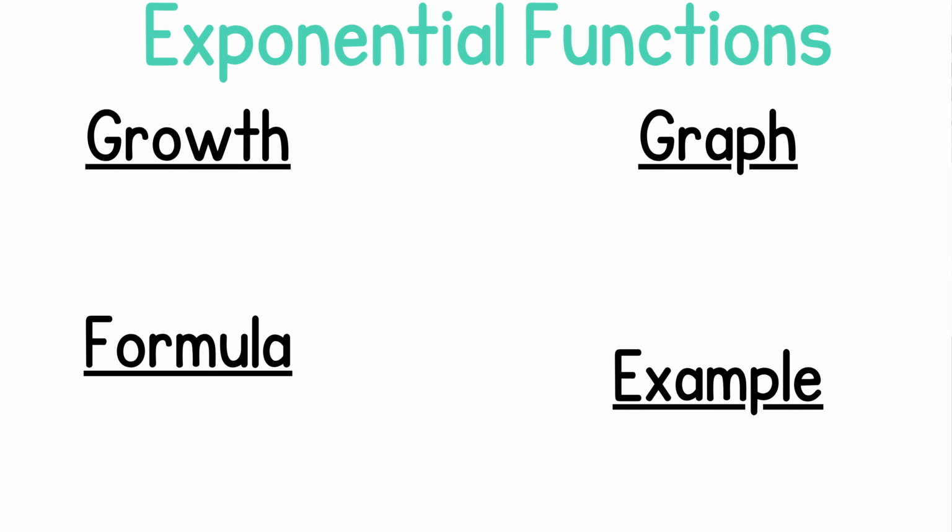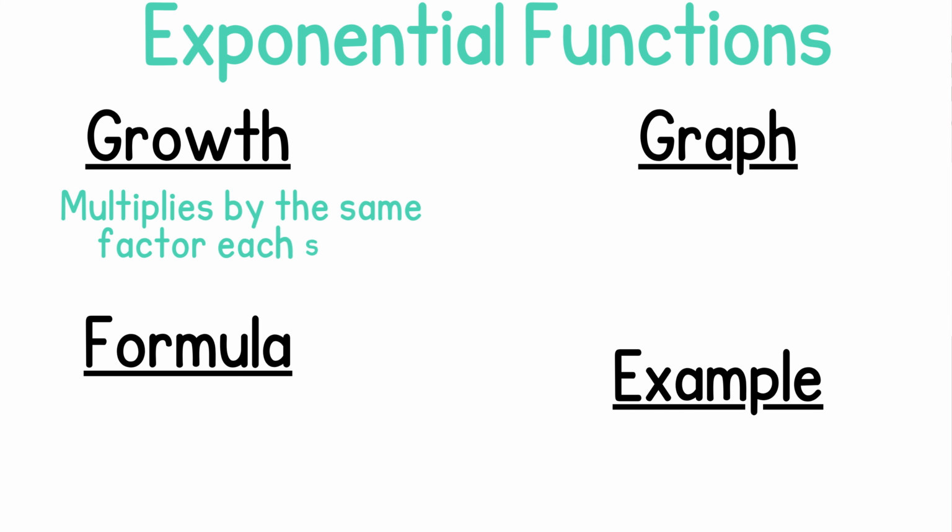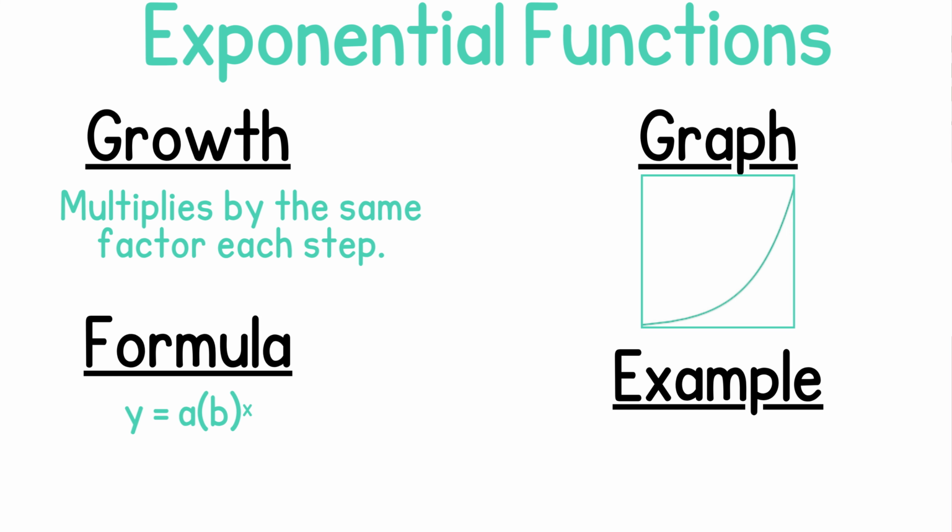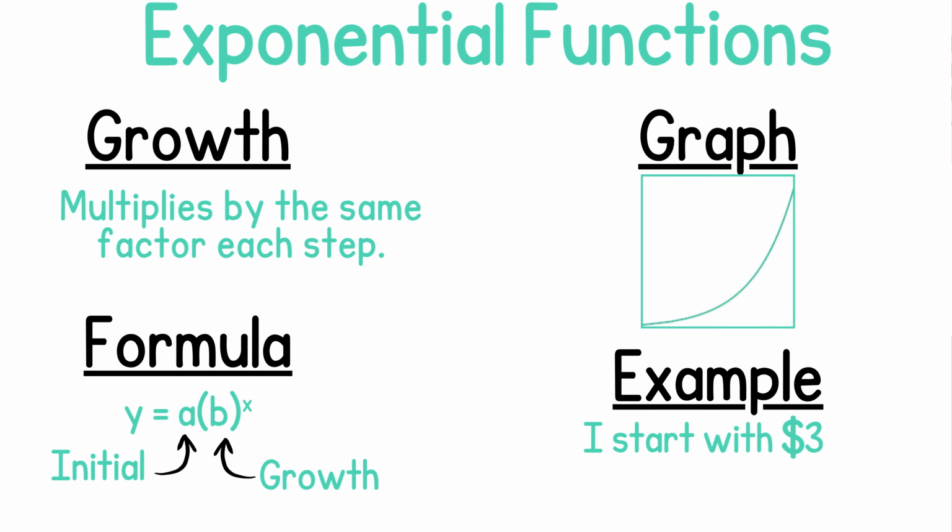Now let's look at exponential functions. The growth in an exponential function will multiply by the same factor each step. The graph will show a curve that starts out slow and then rapidly increases. The formula for an exponential function is y equals a times b to the x power, where a represents our initial amount and b represents our growth. An example might be that we start with $3 and we double it every week.